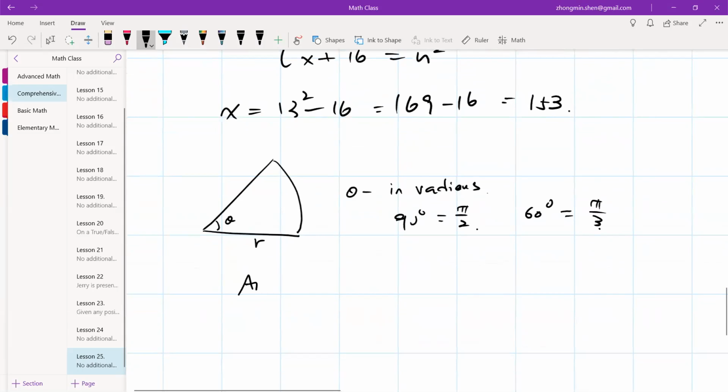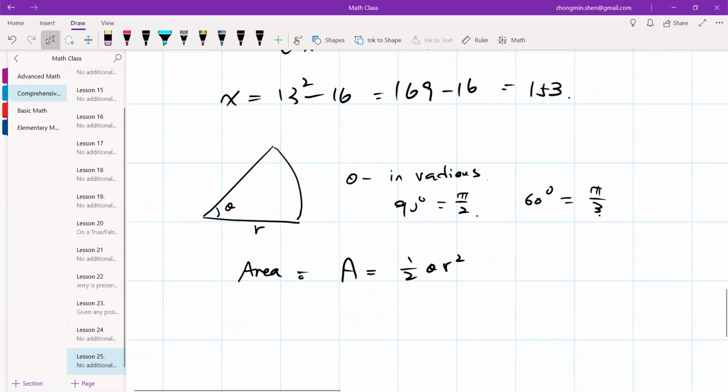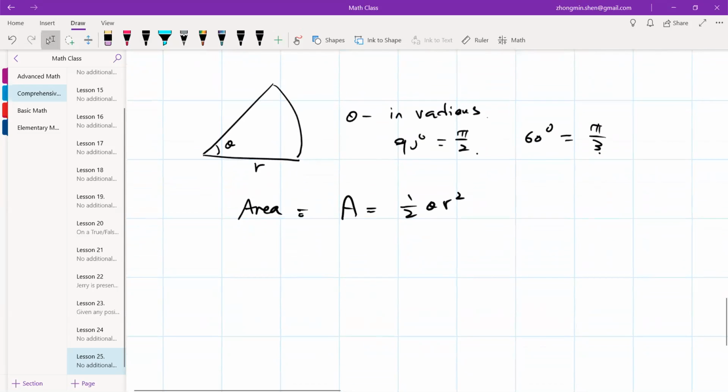Then the area of this sector, I hope you remember, is theta r squared over 2. Why divide by 2? Because for the complete circle, theta is 2 pi. So 2 pi divided by 2 is pi r squared. So this is an important formula.